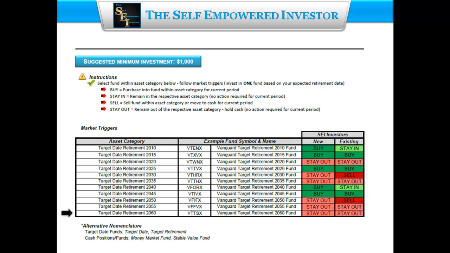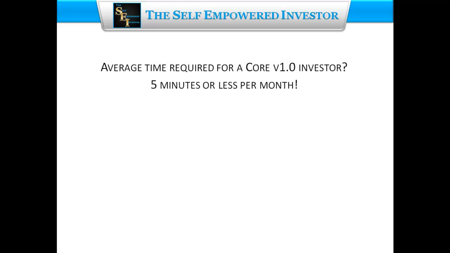Now, cash equivalent funds can go by the name of treasury bills or stable value fund or money market fund or capital preservation fund or some other name. Different investment fund companies have different nomenclature for their funds, but you're looking for a cash equivalent type fund. If you do not see any such fund, don't guess. Contact your plan administrator or a low-cost broker customer service department to help you identify the correct fund. Average time required per month for a V1.0 investor, 5 minutes or less.